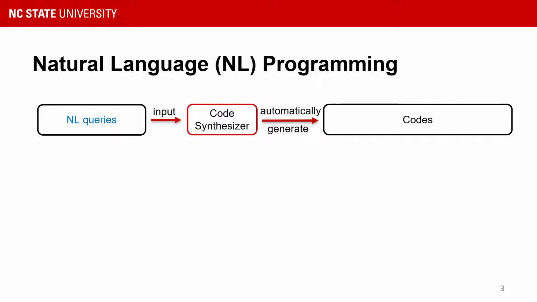So firstly, what is natural language programming? Well, simply put, natural language programming is the process of using a code synthesizer in order to automatically generate output code or programs from some natural language input query.